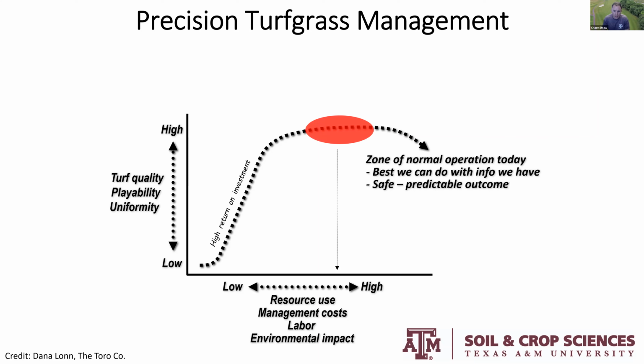The zone of normal operation today, I would say we are trending more towards at least the moderate input use with some of the technologies that are currently available. But the zone of normal operation is really in this medium to high input. It's the best we can do with the info we have. It's safe, it's predictable, it's what we've always done.